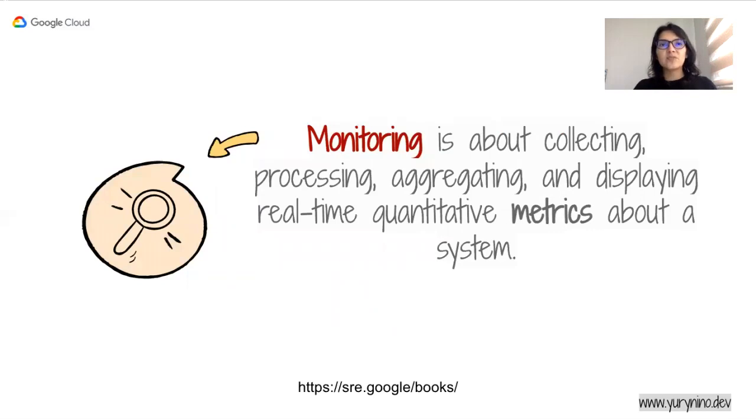According to the Google SRE book, monitoring is about collecting, processing, aggregating, and displaying real-time quantitative data about a system. There are many reasons to monitor a system, including analyzing long trends. For example, monitor how big my database is and how fast it is growing. Alerting, that is very common if something is broken. For example, somebody should be notified to fix it. Building dashboards, as you saw in the incident timeline slide, dashboards answer basic questions about our services. And they are our first tool to try to understand what is happening.